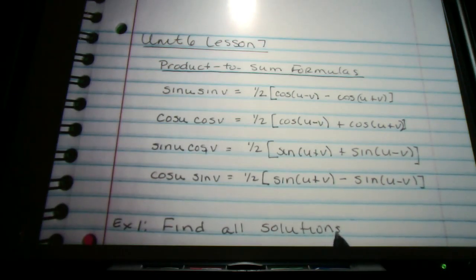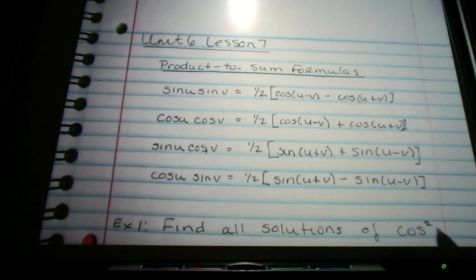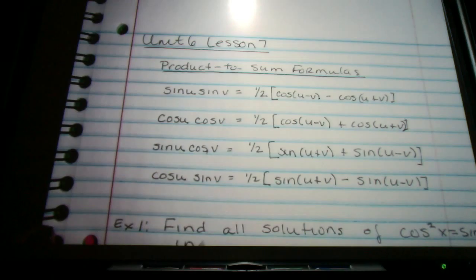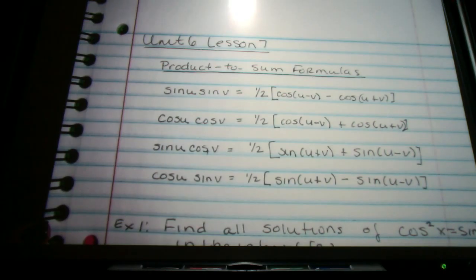Find all solutions of cosine squared x equals sine squared of x over 2 in the interval from 0 to 2 pi.